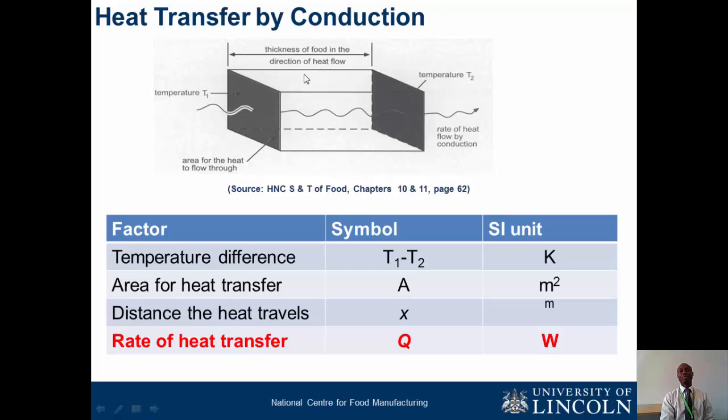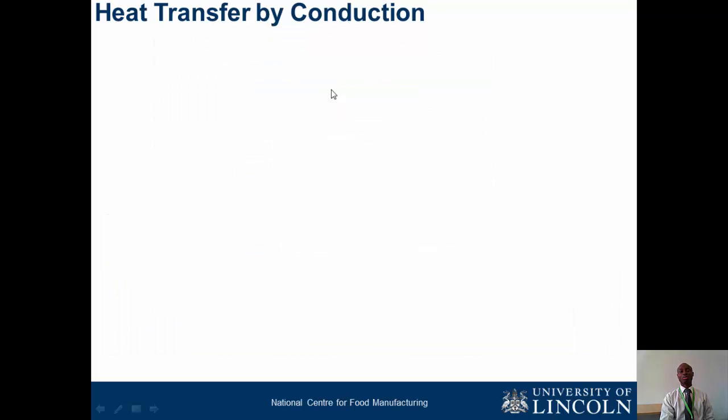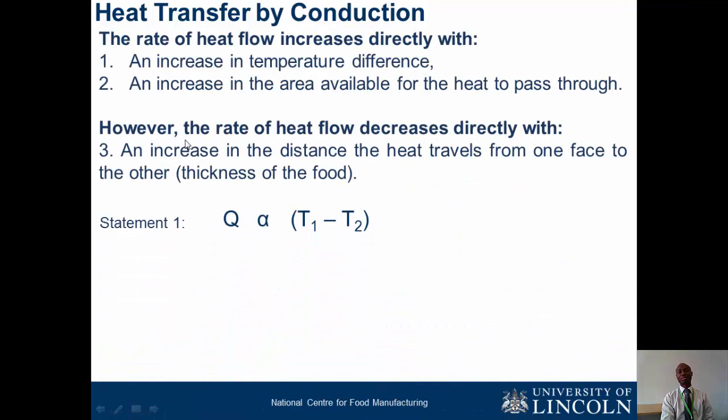Now you can see if we have a very thick material, it's going to affect the rate of heat transfer by making it go down. If it is a thin material, you expect the rate of heat transfer to be more, so it's going to be inversely proportional. So take note of the three statements. The first one says that the rate of heat transfer Q is directly proportional to the temperature difference T1 minus T2. The second statement says that the rate of heat transfer is directly proportional to the area. And finally, the third statement says it's inversely proportional to the thickness of the food material. So take note of these three equations.